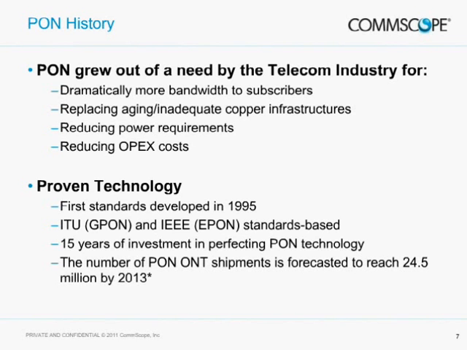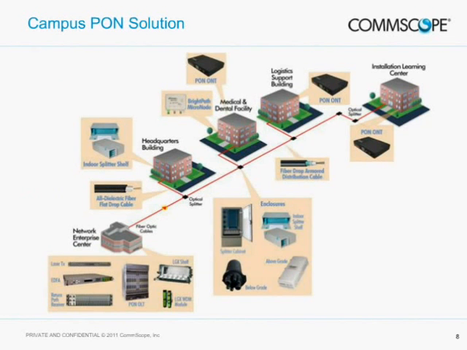So we look at a typical campus solution for PON. If you look in the lower right, there's a network enterprise center. Consider that the head end. That's where we would have our OLT. Then using that single mode fiber, we would go through the optical splitters and then pick up the buildings.